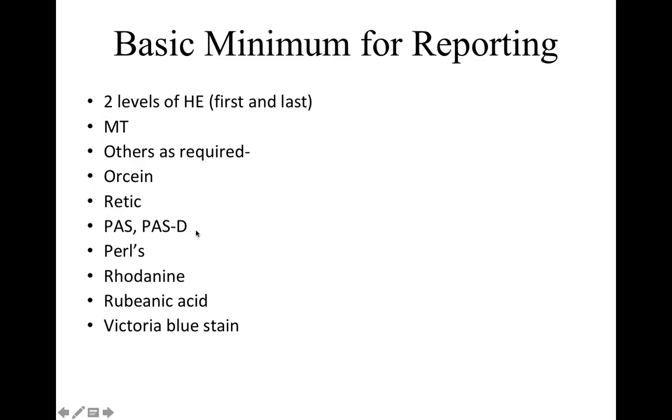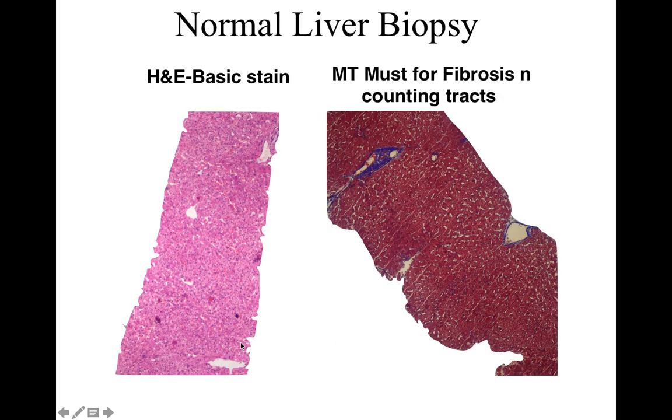Then you do a PAS-D stain, periodic acid Schiff diastase stain, that is generally done to look for PAS positive diastase resistant alpha 1 antitrypsin globules, especially in alpha 1 antitrypsin deficiency diseases. Pearl stain is generally done to look for iron within the liver, and rhodanine and rubeanic acid are done for the copper stores within the liver. Victoria blue stain can be done for hepatitis B surface antigen within the liver. So we can do these stains as and when required, or you can also do a panel on every liver biopsy. So moving on from this to the normal liver biopsy.